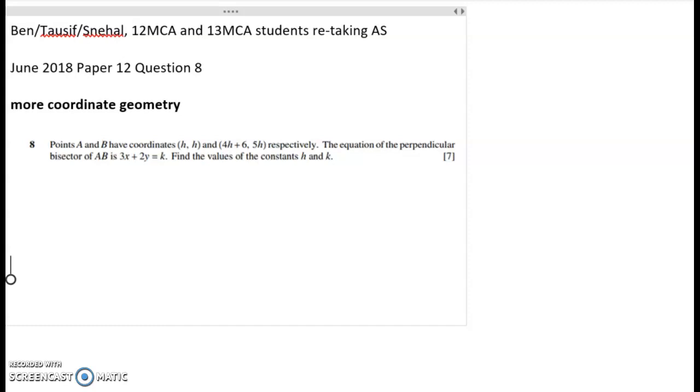This is another coordinate geometry question from the little booklet that I gave Ben, Tosif and Snehal yesterday. So it's a 7-mark question. I'm going to try and get it done in the 5 minutes before staff briefing this morning, so we'll give it a go. We're given 2 points.